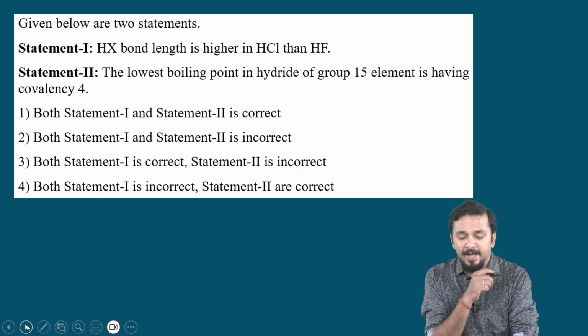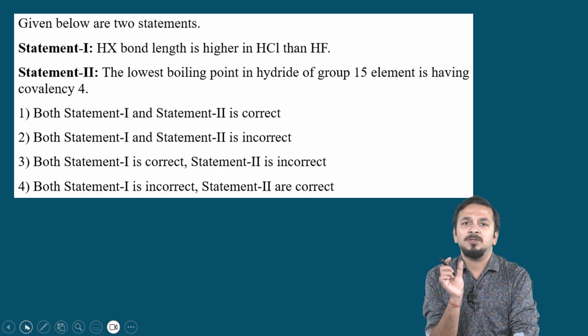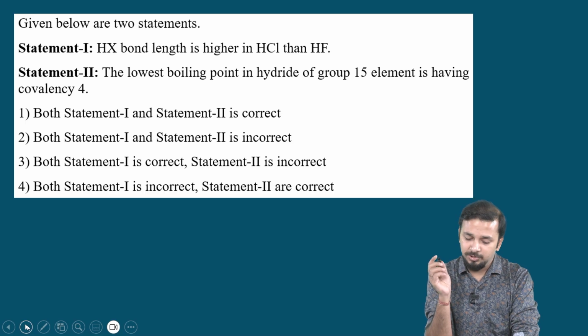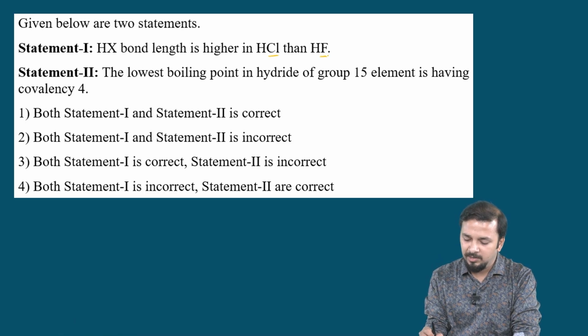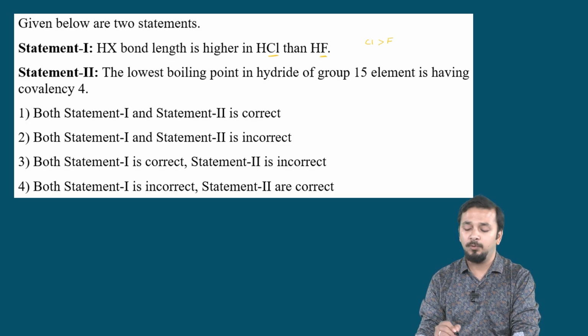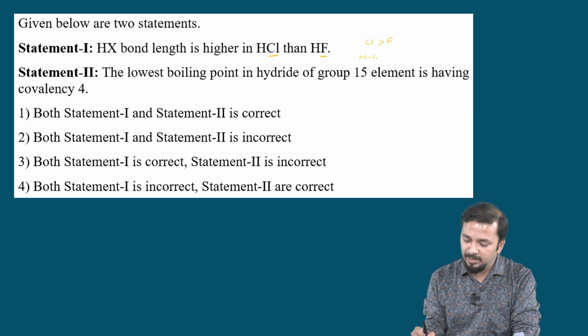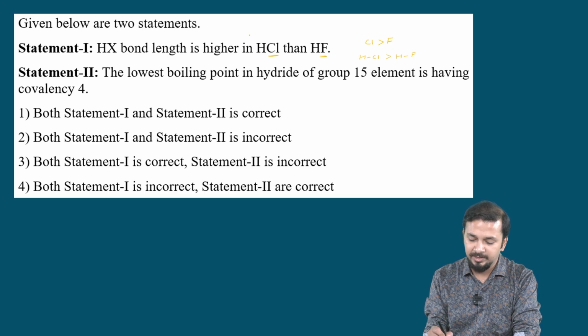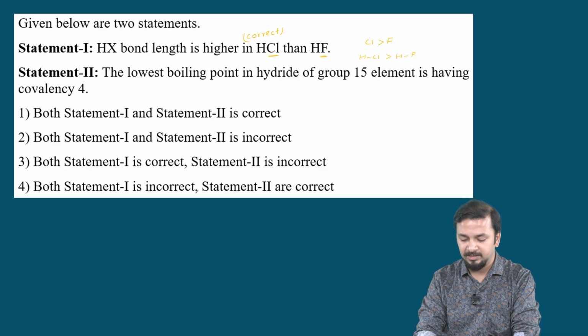So we know HX bond length will depend on the size of the hydrogen atom and the halogen atom. As X is changing, ultimately the bond length depends on the size of the halogen. If you talk about chlorine and fluorine, we know the size of chlorine atom is more than fluorine atom, which means HCl bond length is going to be more than HF bond length, which means statement 1 is correct. They have said HX bond length is higher in HCl than HF, so it is correct.